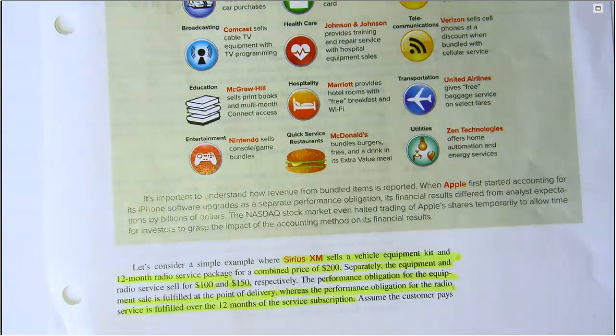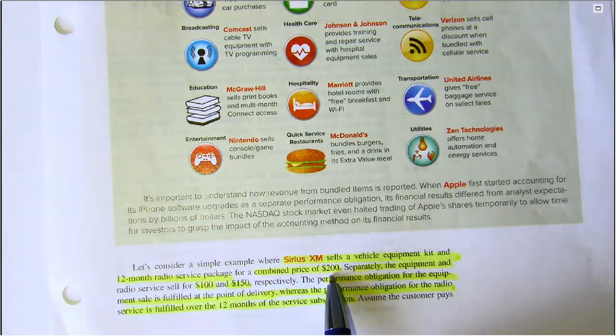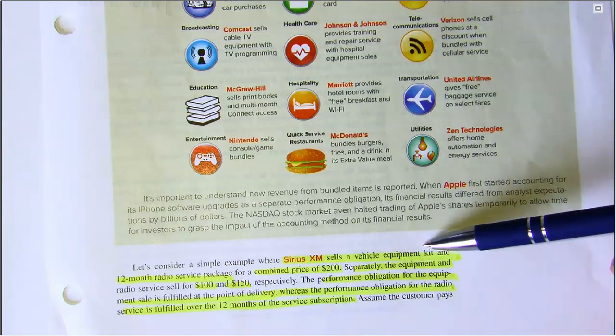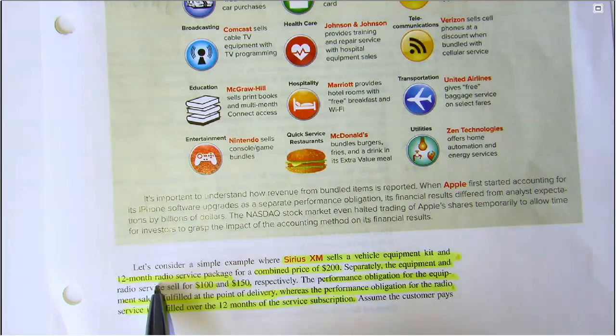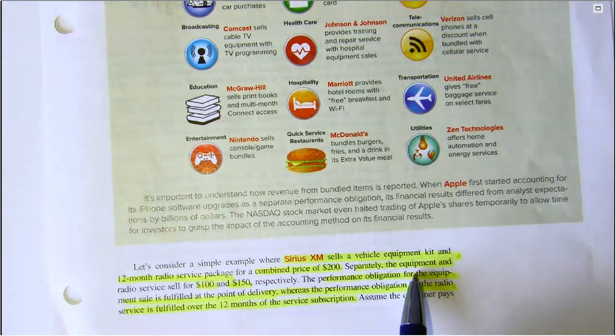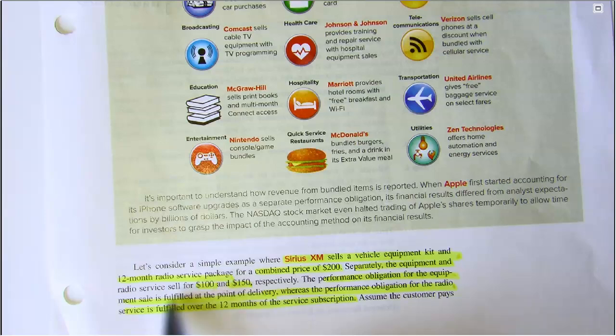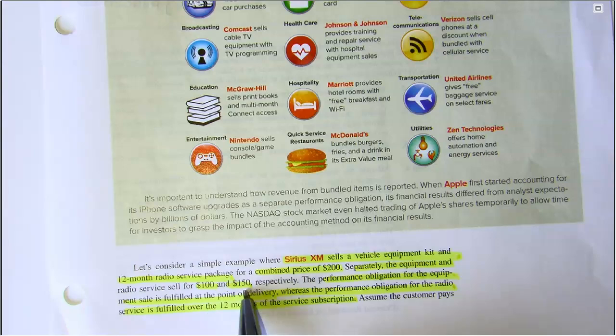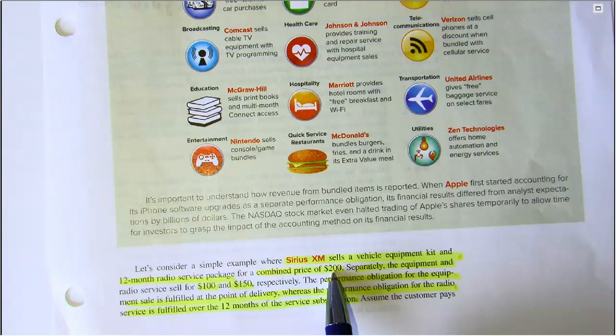Okay, so here's an example. We've got SiriusXM selling a vehicle equipment kit and a 12-month radio service package for a combined price of $200. So we've got the equipment and the 12-month service bundled together. Separately, the equipment sells for $100. The radio service sells for $150.